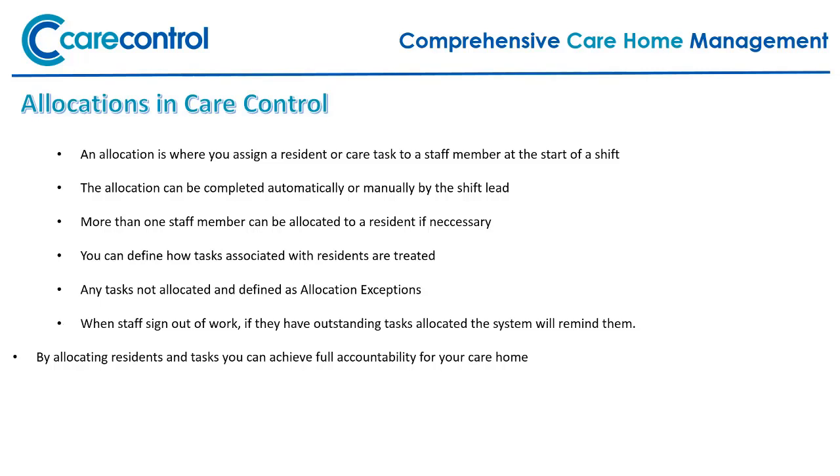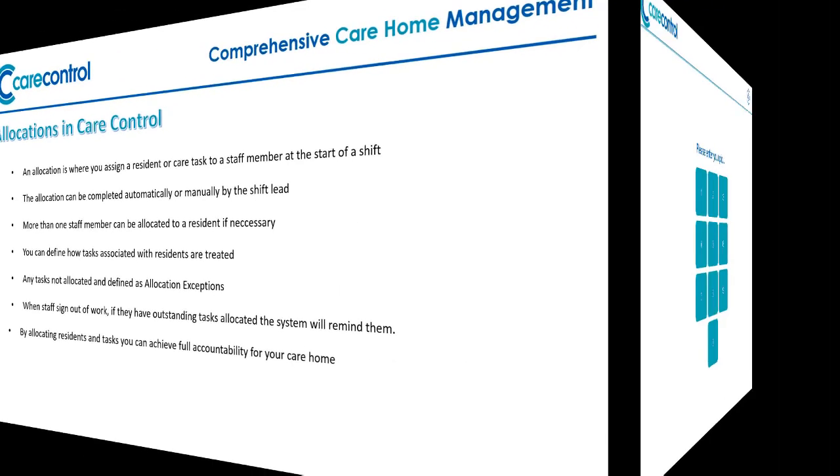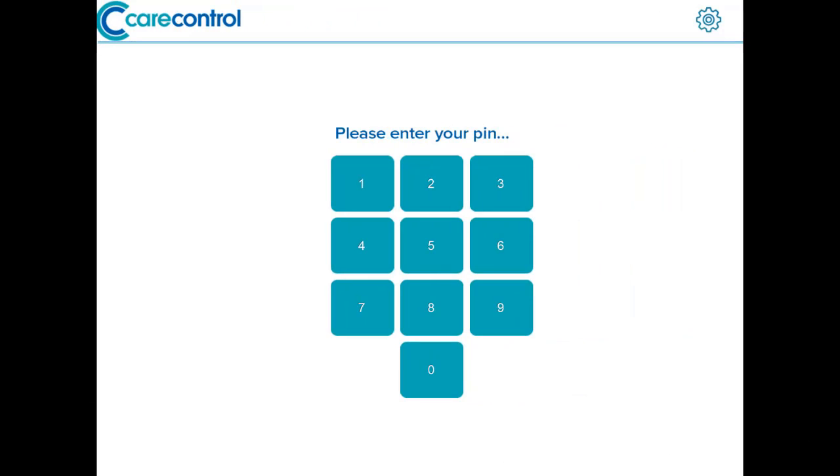When staff sign out of work, if they have any outstanding allocators on the system, they will be reminded of them. And by allocating residents and tasks, you can achieve full accountability for your care home. Okay, so how does it work in practice?